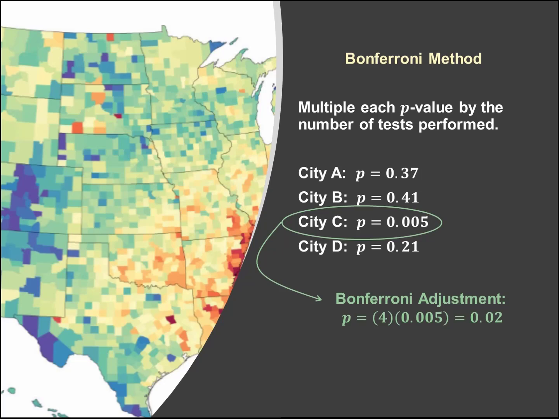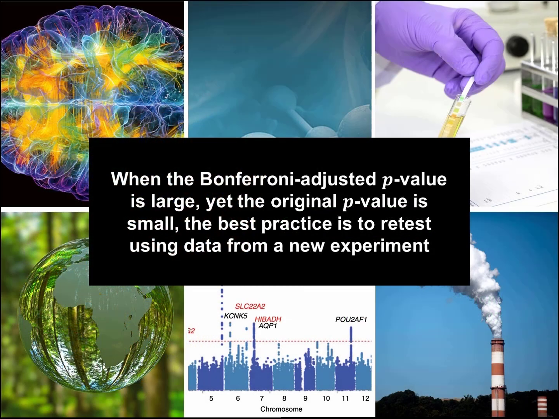In general practice, the Bonferroni method provides a way of dealing with multiple tests. When a Bonferroni adjusted p-value is small enough to reject the null hypothesis, we can be confident in the conclusion. When the Bonferroni adjusted p-value is too large to reject the null hypothesis, yet the original p-value is small, often the best practice is to retest the hypothesis that appears to be false, using data from a new experiment. If, after running a single test, the p-value remains small, then this provides real evidence against the null hypothesis, without the complications that come from multiple testing.